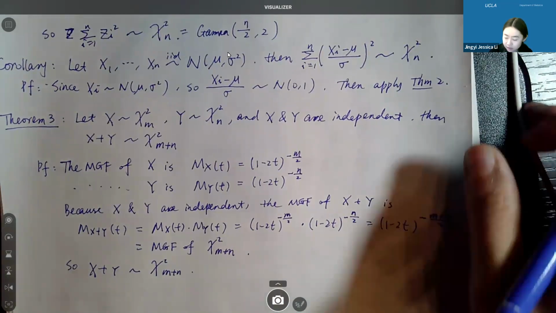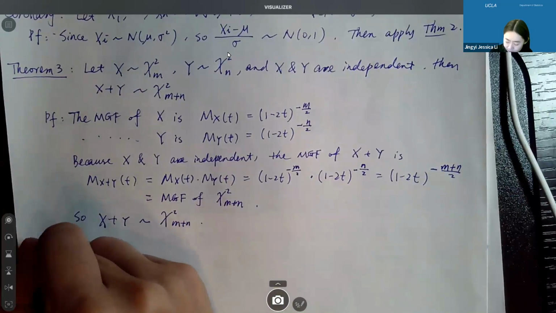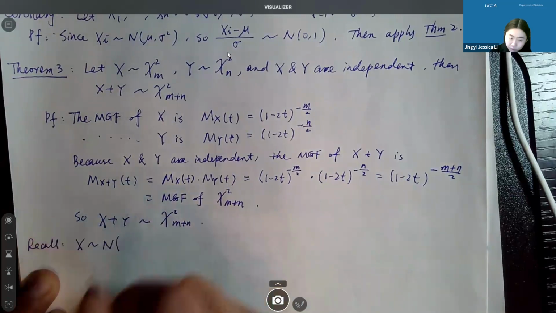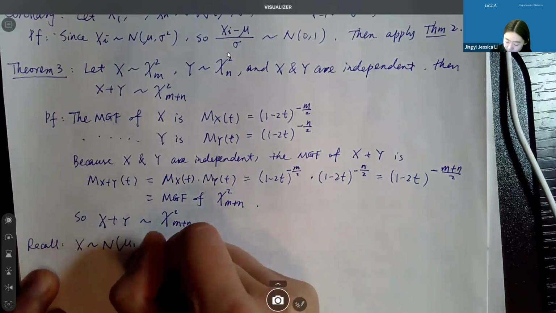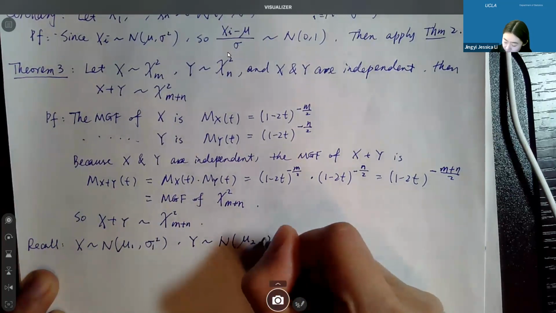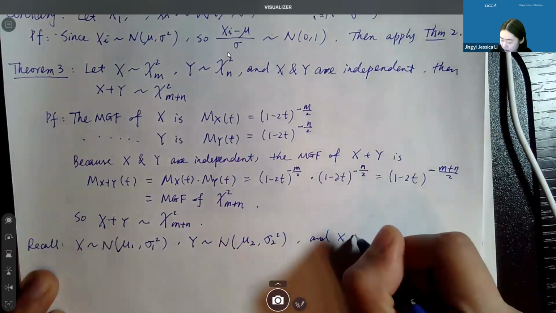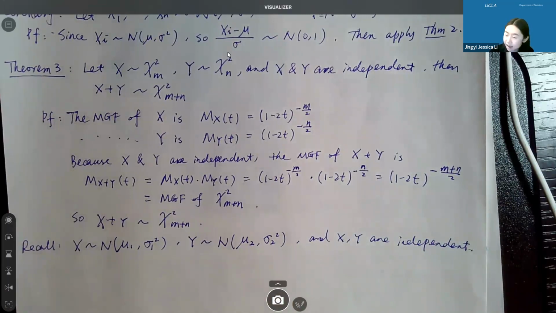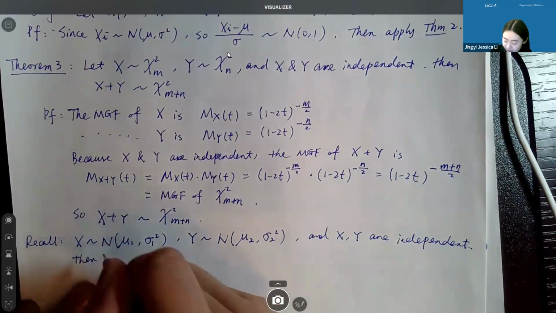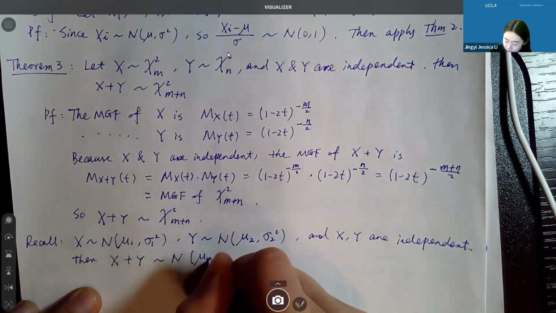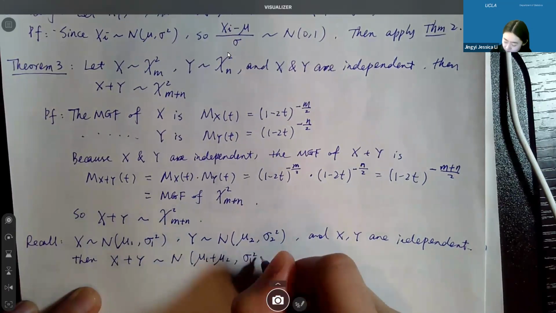And also, this result reminds me of another result about normal random variables. So recall that if X follows normal distribution with mean mu1, variance sigma 1 squared, and Y follows normal distribution with mean mu2, variance sigma 2 squared, and X and Y are independent, okay? This is the result I'm going to write down, but everybody should be able to verify it yourself using the MGF. Then X plus Y will stay as a normal variable with mean mu1 plus mu2 and variance sigma 1 squared plus sigma 2 squared.